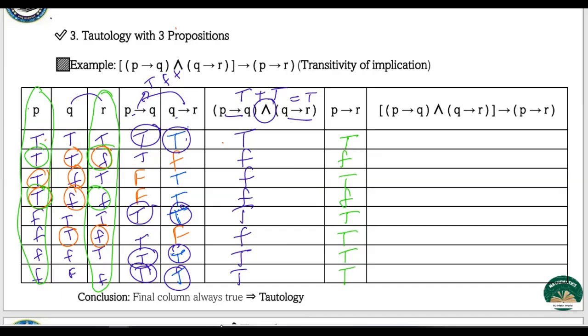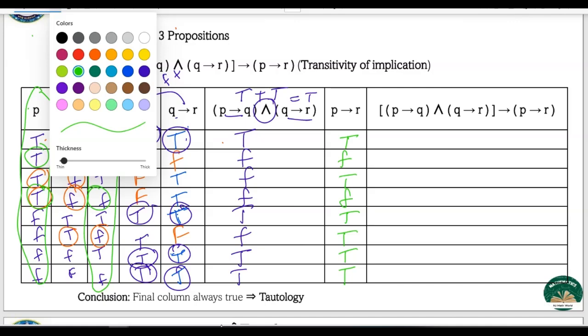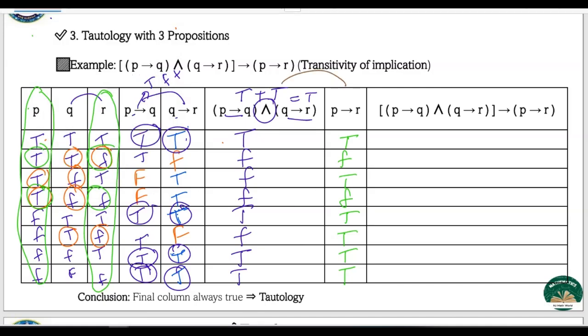Now the final answer will be. We have to check in these two. The condition is implies. Implies means T followed by F will give you F. So we'll just check T and F. No, no, no, no, no, no, no. If there is no T and F, the values will be T. Therefore, since all the values in the last column are T, it is called a tautology.